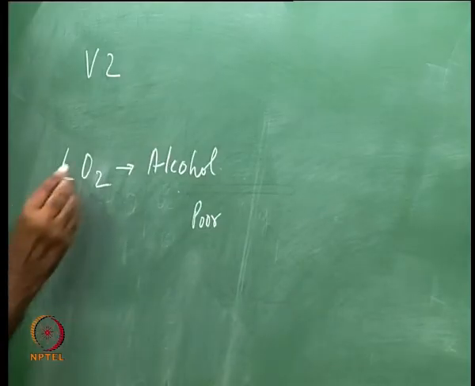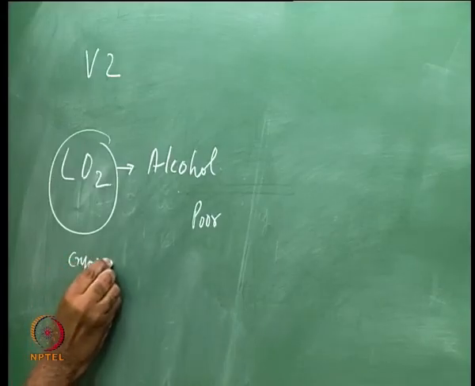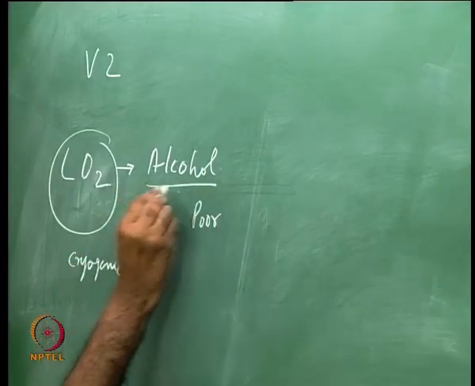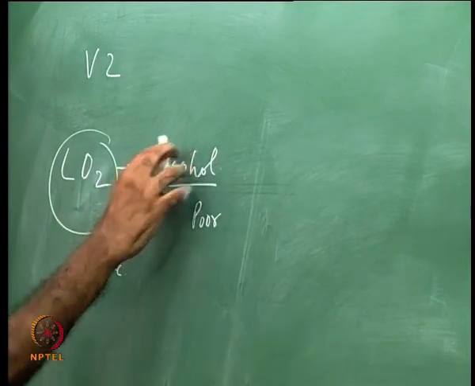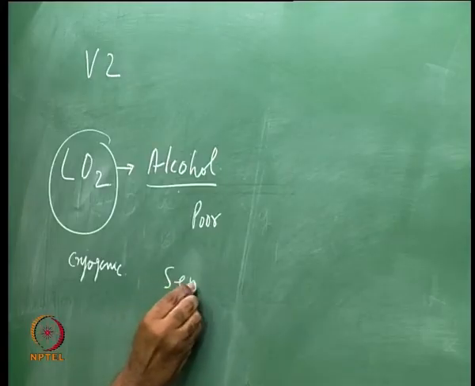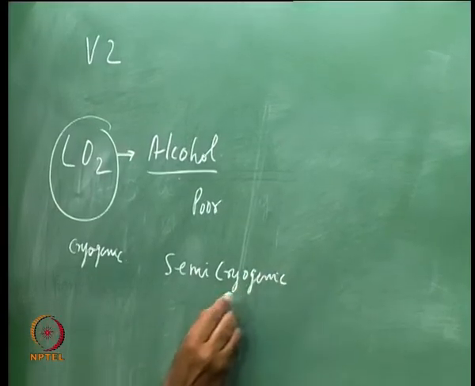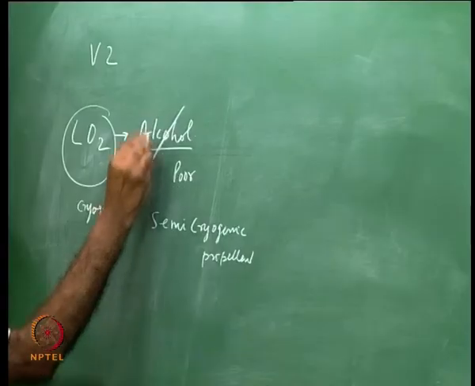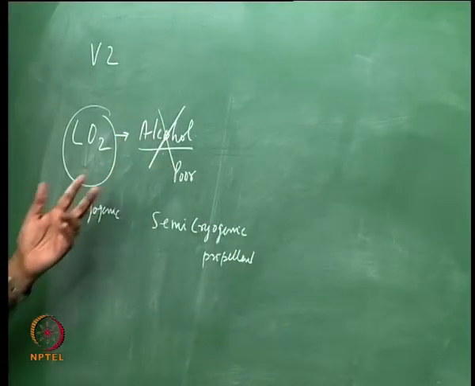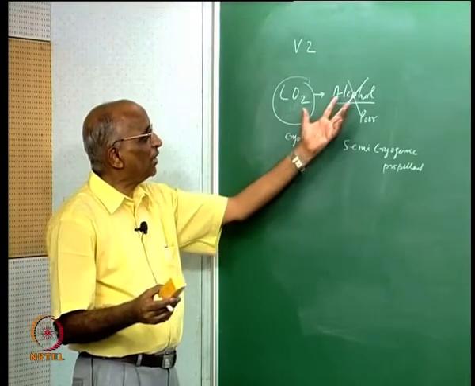But liquid oxygen is a cryogenic liquid. Alcohol is liquid at room temperature. Therefore, you have a cryogenic with a room temperature fuel, and therefore, this combination will be a semi cryogenic propellant, not totally cryogenic. Alcohol has poor properties. Why does it have poor properties? It contains oxygen also, because you have OH. That means it is not a good fuel.